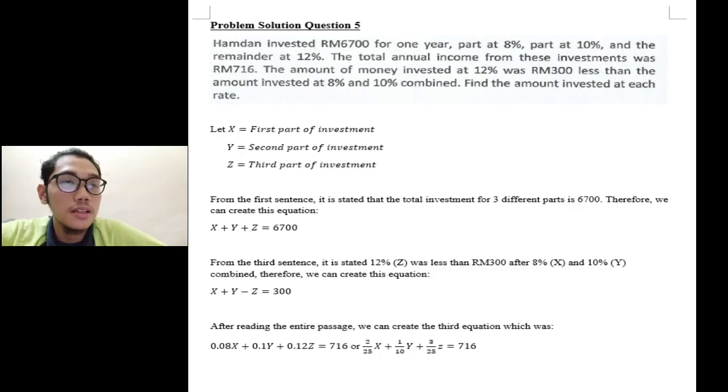Hamdan invested RM6,700 for 1 year, part at 8%, part at 10%, and the remainder at 12%. The total annual income from this investment was 716 ringgit, and the amount of money invested at 12% was 300 ringgit less than the amount invested at 8% and 10% combined. Find the amount invested at each rate.